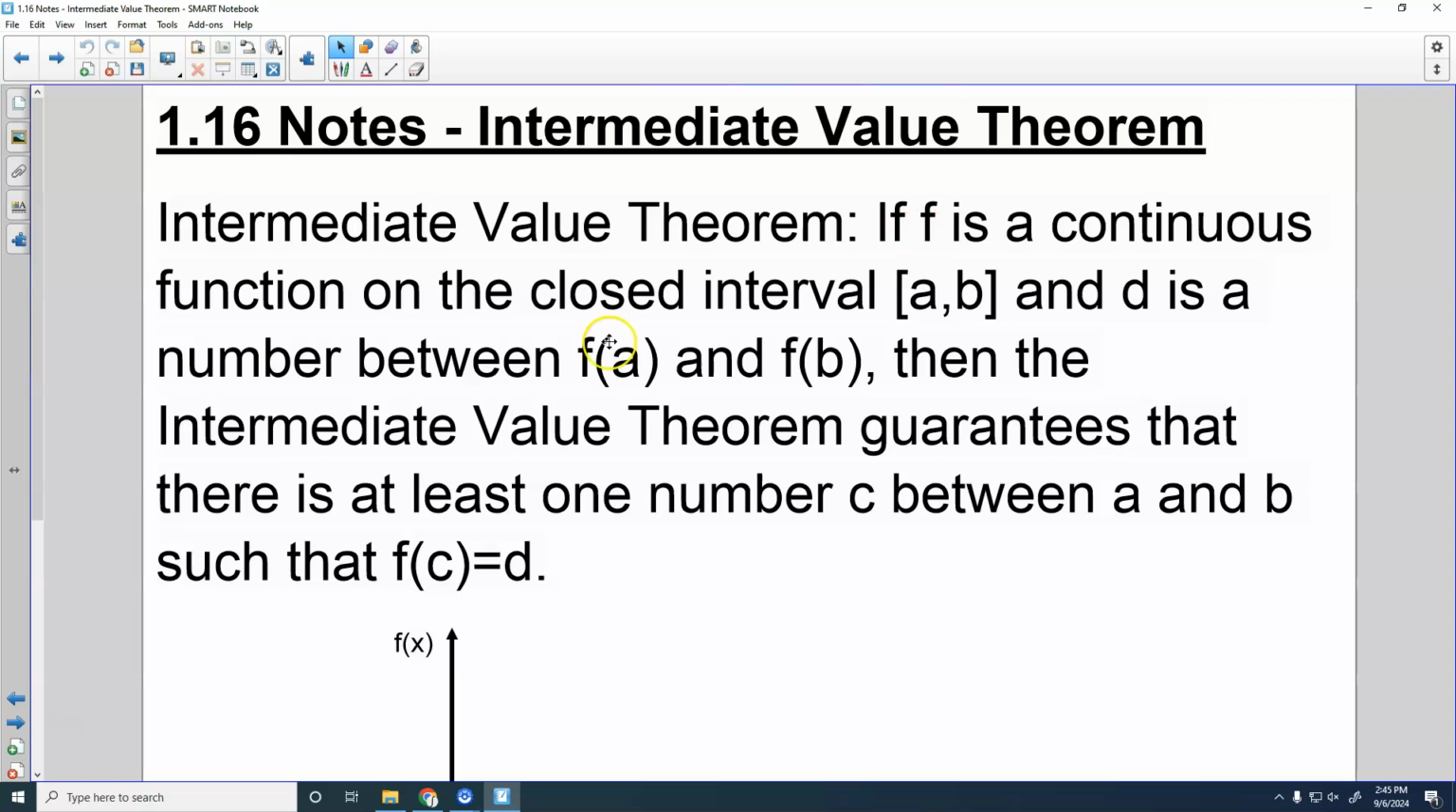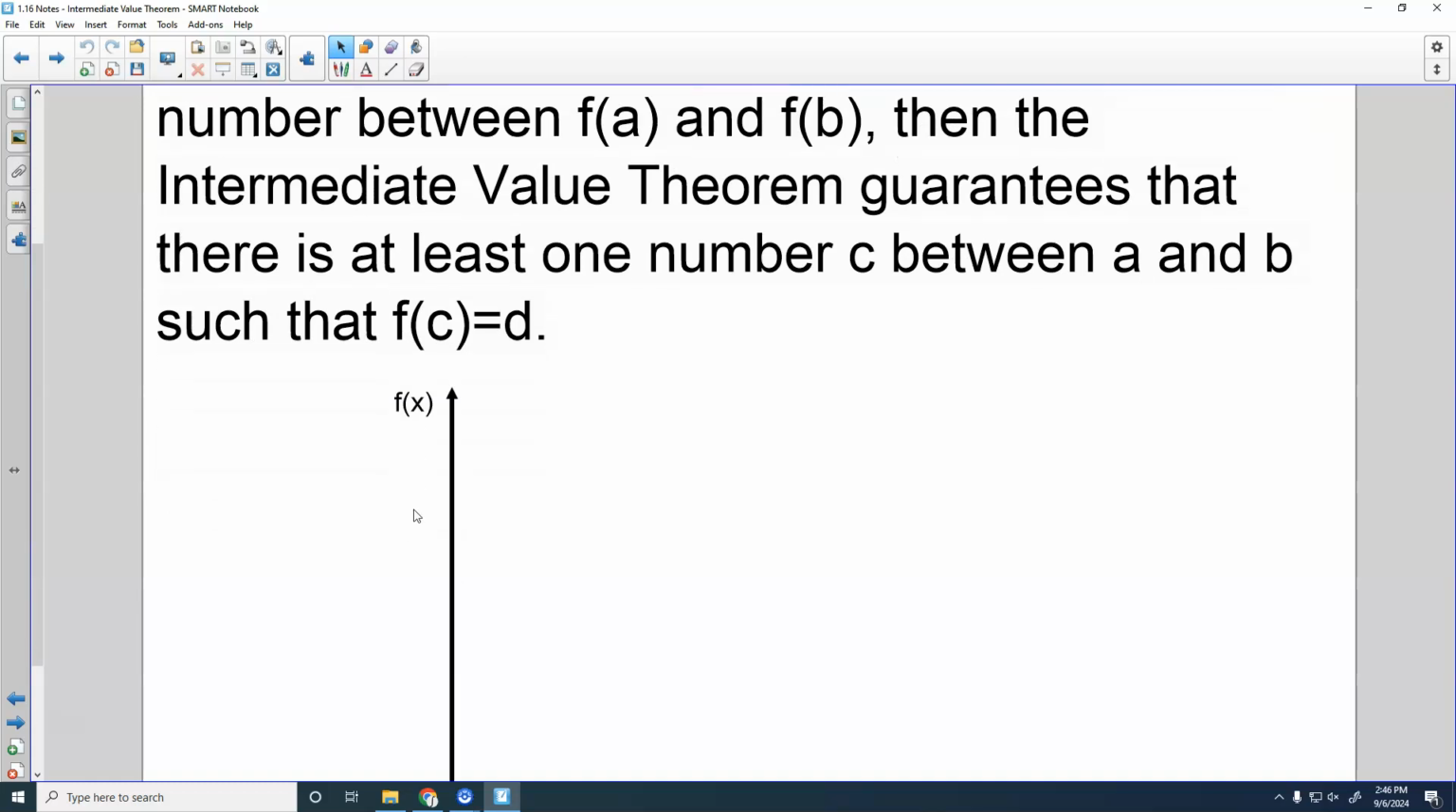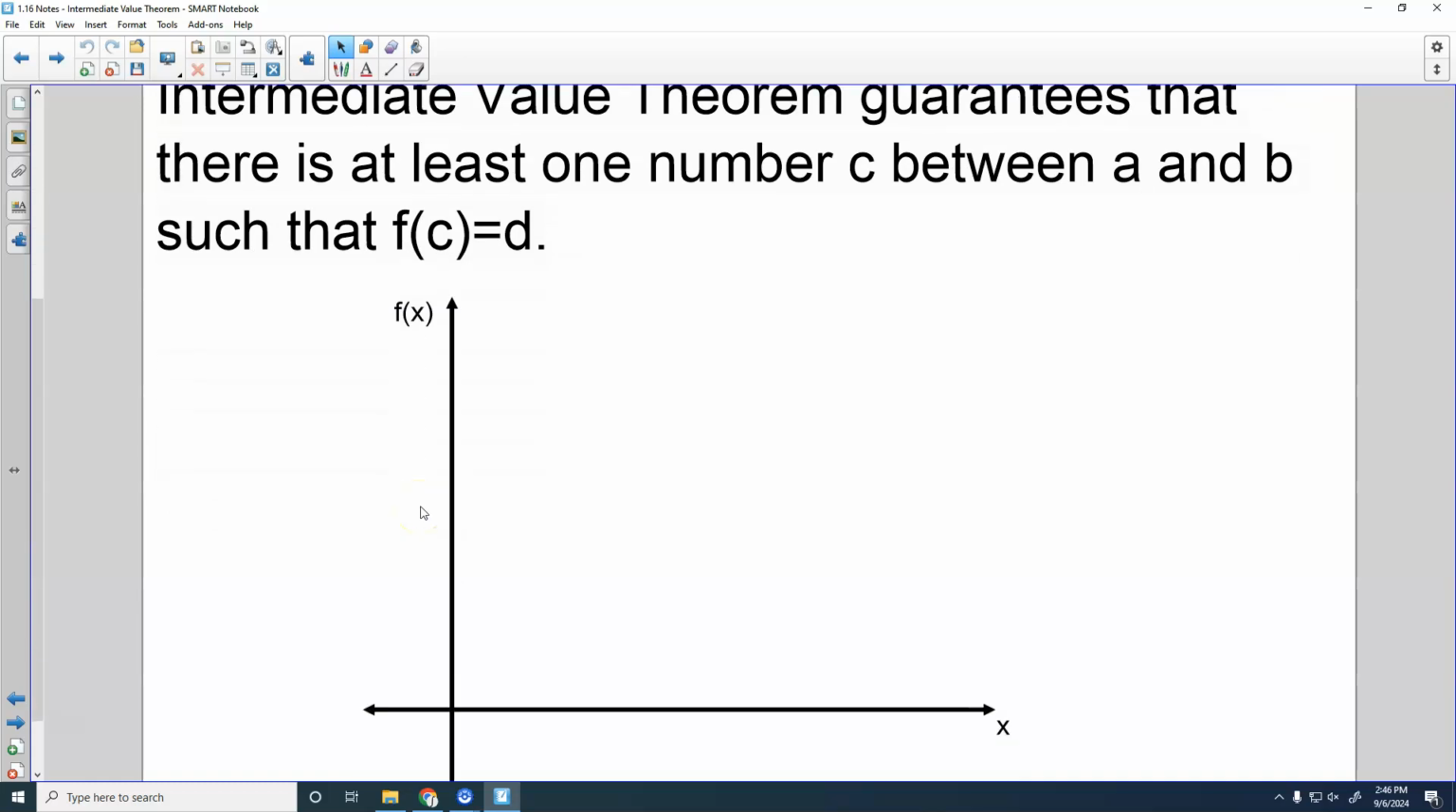If f is a continuous function on the closed interval from a to b, and d is a number between f of a and f of b, then the intermediate value theorem guarantees that there is at least one number c between a and b such that f of c equals d. Now that sounds very confusing just listening to it read out. But let's look at what it would look like on a graph, okay?